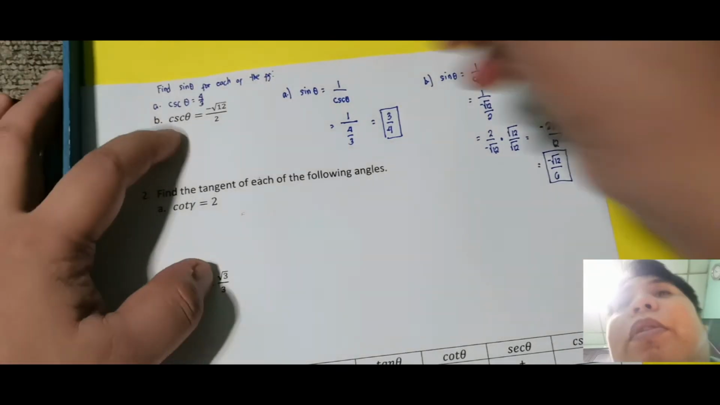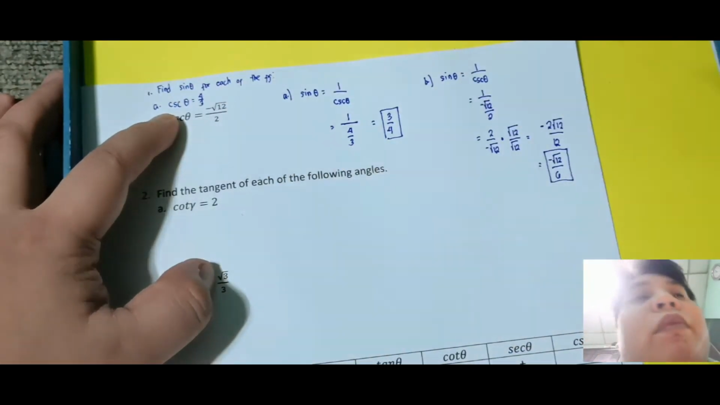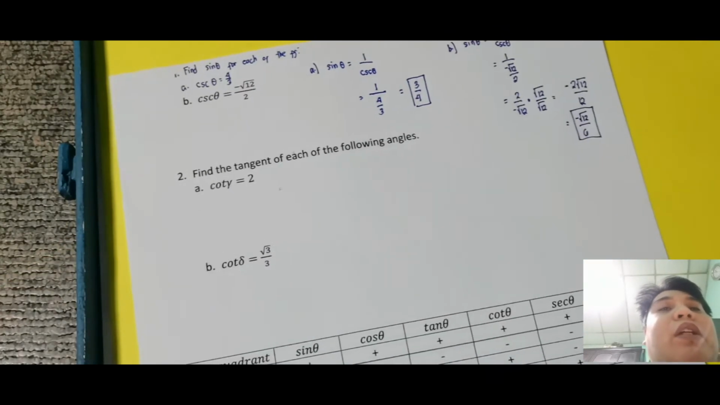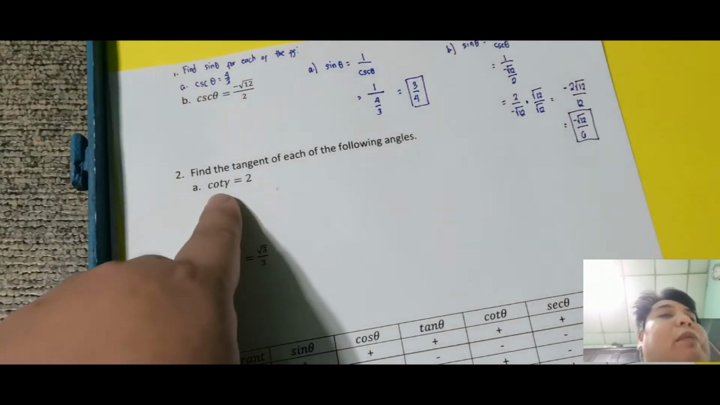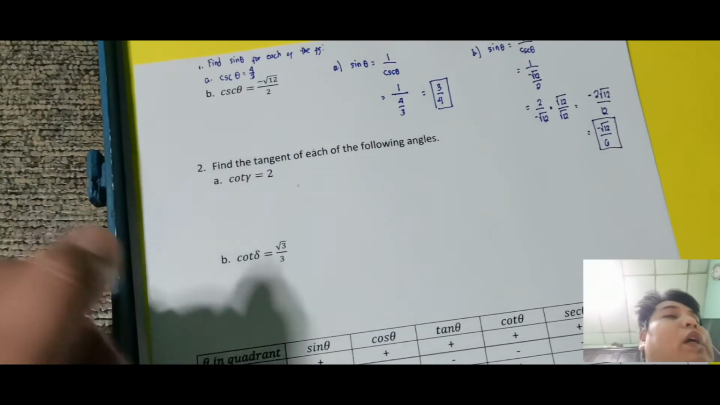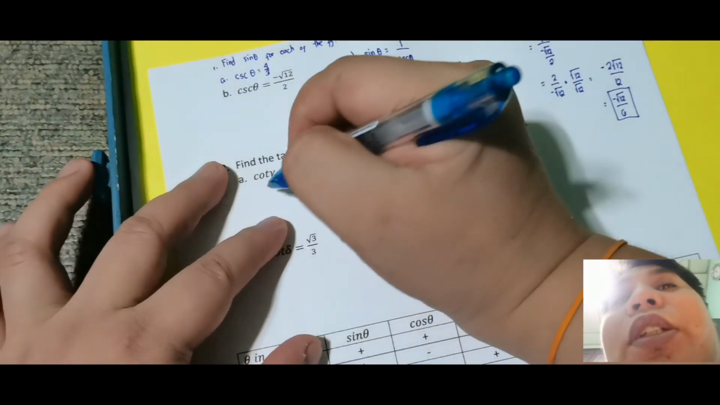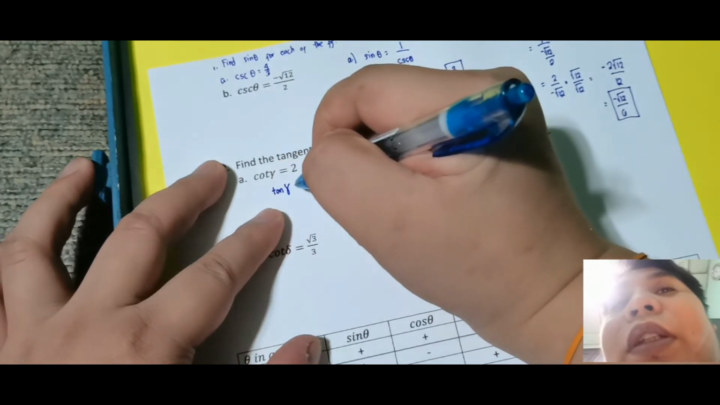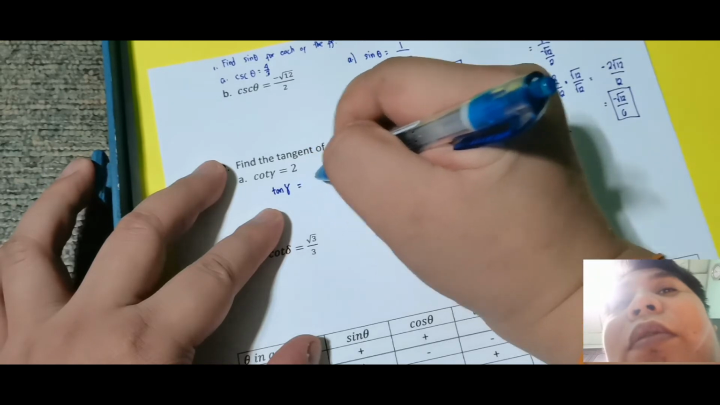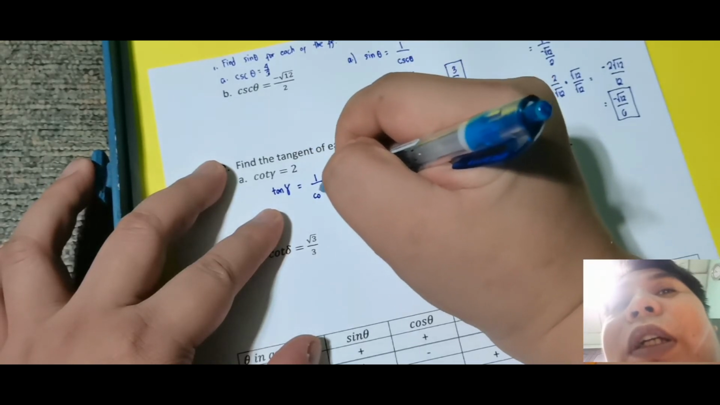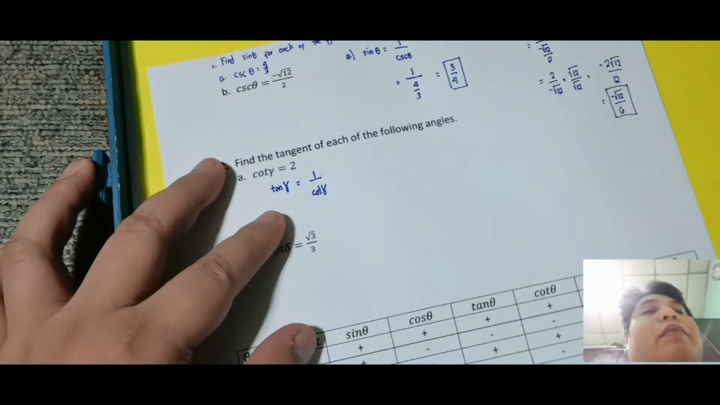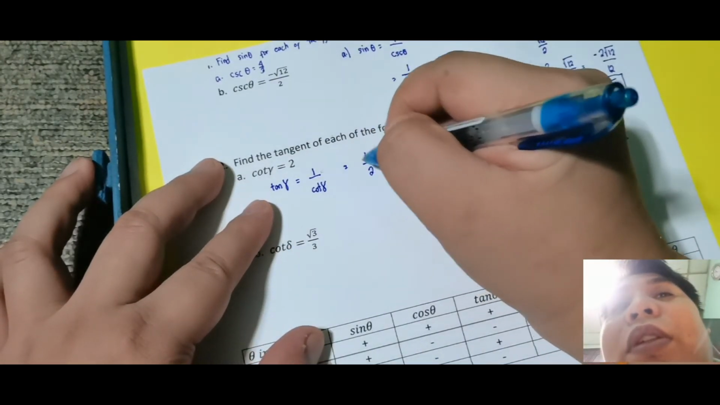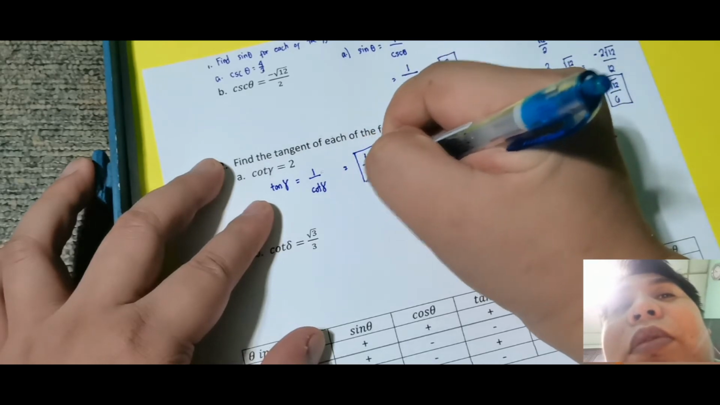Next, for number 2. So number 1 yan, sorry. Hindi ko nalagay. Okay, so for number 2, find the tangent of each of the following angles. So given that cotangent gamma is equal to 2. Pagkakalala ko gamma yung basa dyan. So note that tangent gamma, paano nga ba isulat yan? Tangent gamma is equal to 1 over cotangent gamma, which is equal sa 1 over 2, yung cotangent gamma is 2. So therefore, tangent gamma is equal to 1/2.